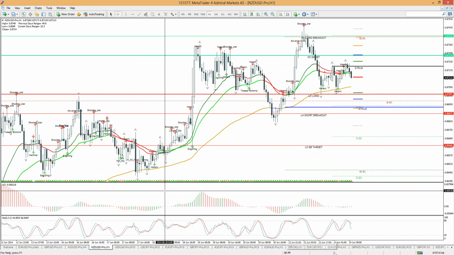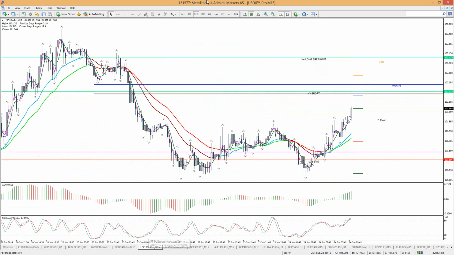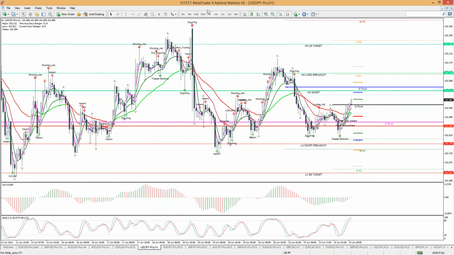What else is going on? Let's take a look at the dollar yen maybe. Dollar yen. Let me switch this template for a second. Hang on.